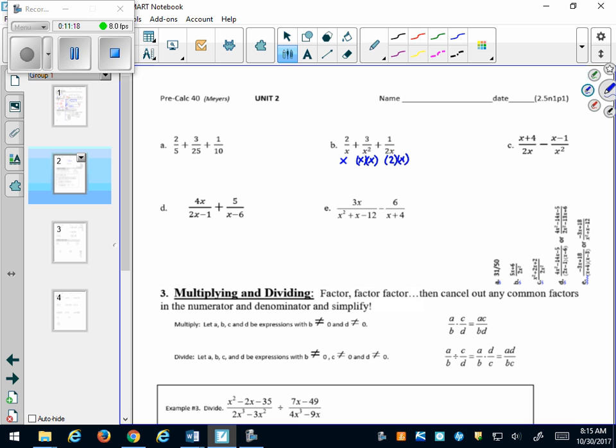So we need a 2, we need an x, and we actually need an x squared because just an x wouldn't be enough. So you need the greatest common factor of the numbers. So this is 1, 1, and 2. What's the greatest common factor of 1, 1, and 2? 2.